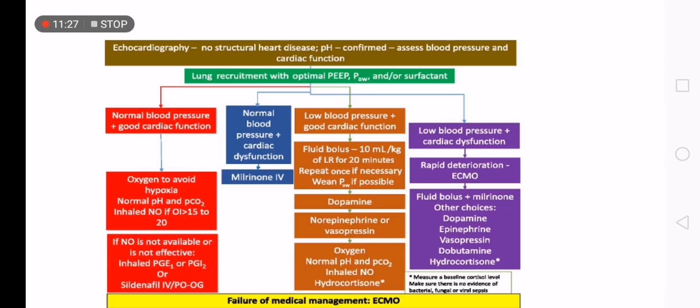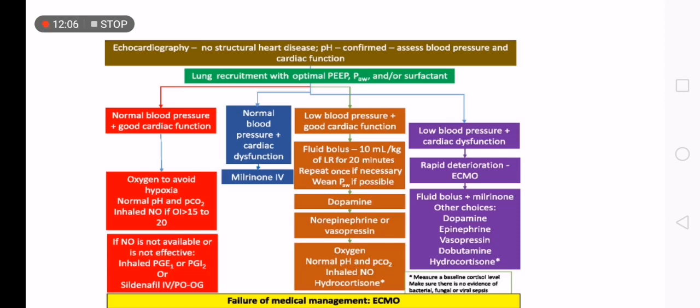If there is low blood pressure and good cardiac function, we might need fluid boluses to optimize the blood pressure. Inotropic support like dopamine, norepinephrine or vasopressin, and then we add oxygenation, inhaled nitric oxide, plus or minus hydrocortisone if the patient is not responding well, to elevate his blood pressure. If there is low blood pressure and cardiac dysfunction also, this is the most critical situation.